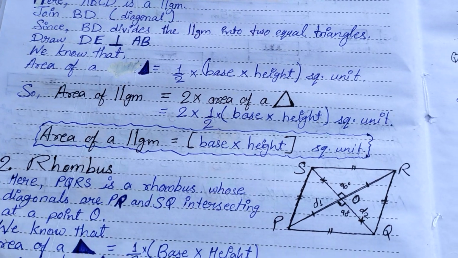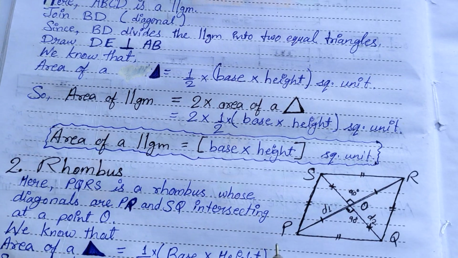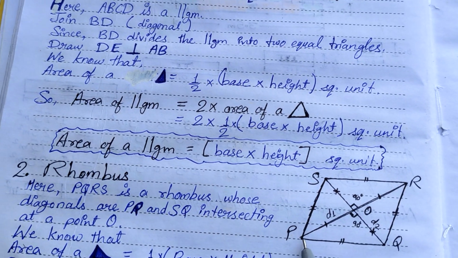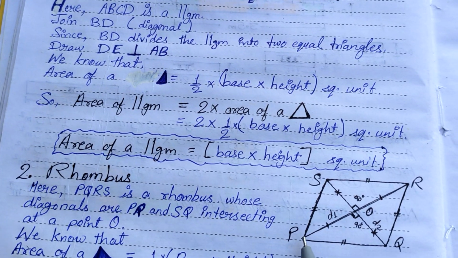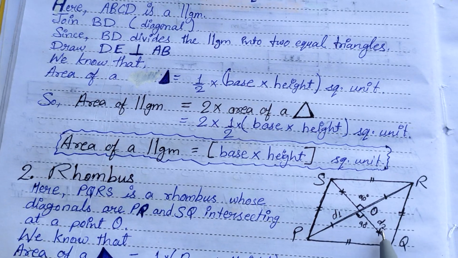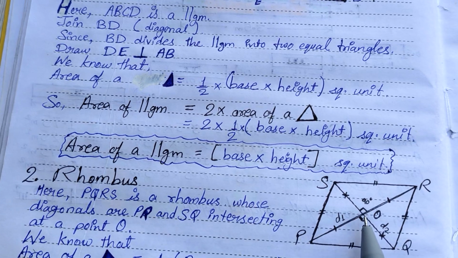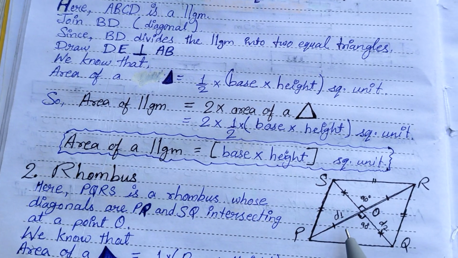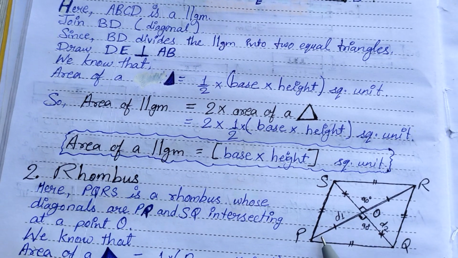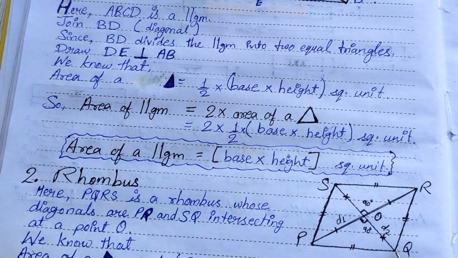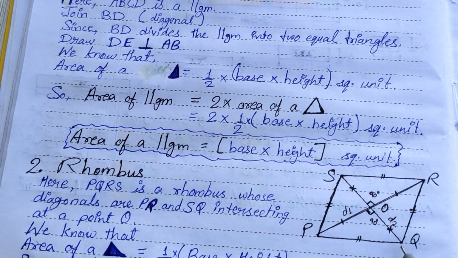Now see the second one, rhombus. This is the figure of a rhombus. PQRS is a rhombus, and we know that all sides of a rhombus are equal, that is PQ equals QR equals RS equals SP. It has two diagonals, D1 and D2. These diagonals bisect each other at 90 degrees. It means the diagonals cut each other into two equal halves, that is PO is equal to OR and QO is equal to OS. This is diagonal D1, this is diagonal D2.